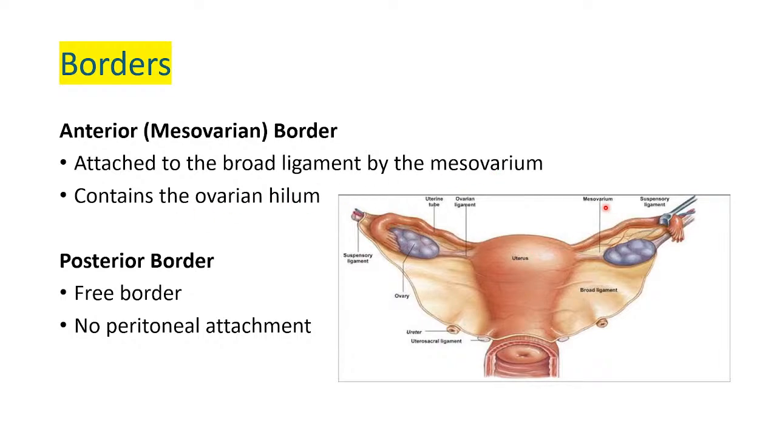So you see here is your mesovarium. We have our broad ligament here, and the suspensory ligament there. This is the right ovary and the left ovary. This is the anatomical position of the ovary. This is the ovarian ligament there and the uterine fallopian tubes which are here. We have the suspensory ligament again here, which is holding the ovaries in space. The posterior border is a free border with no peritoneal attachment.